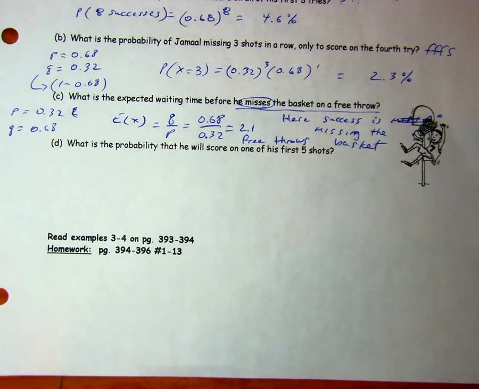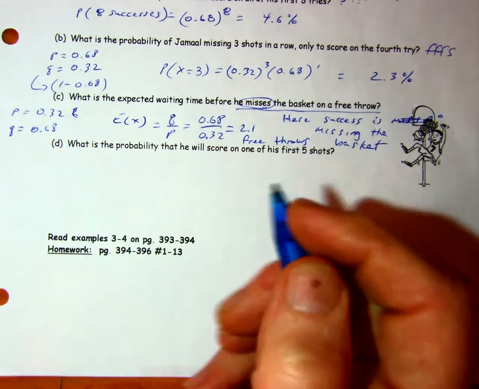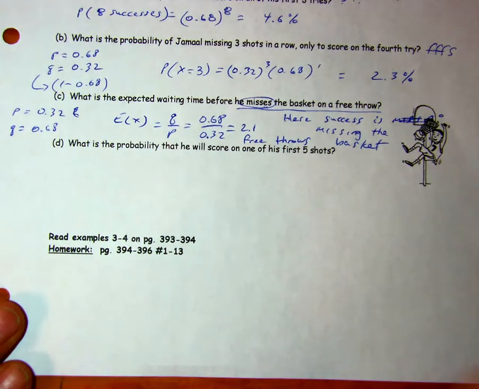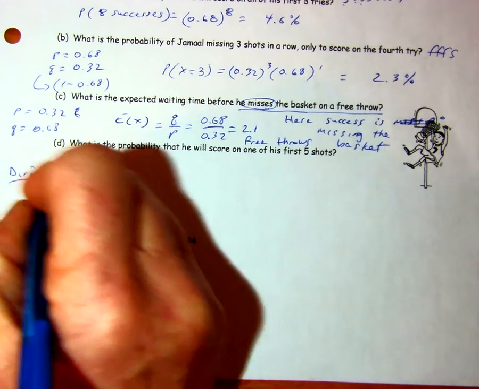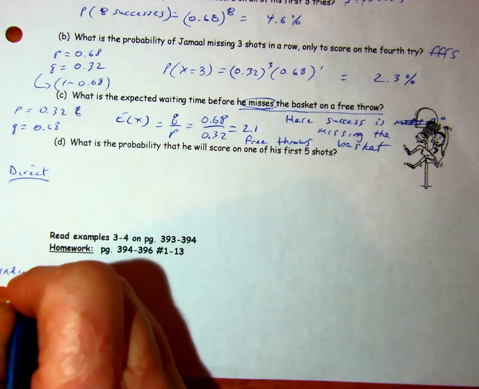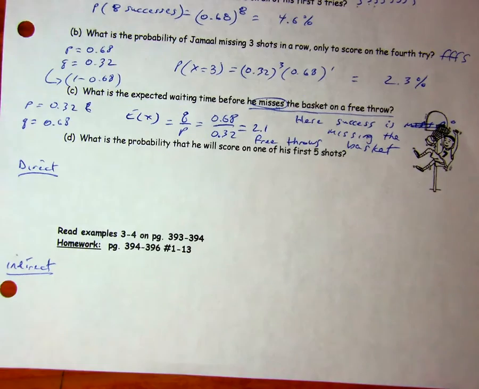Alright, last question before we finish off. What is the probability that he will score on one of his first 5 shots? We're going to do it 2 different ways. Let's do the direct way and the indirect way. Let's do the direct way first, even though it's more complicated.